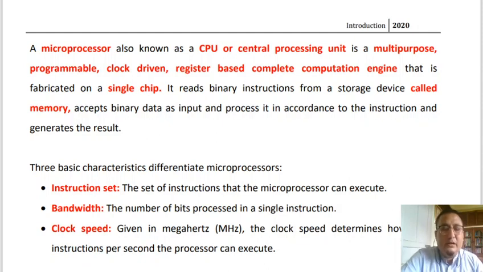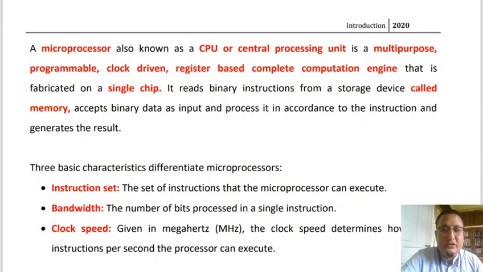So in today's class, we'll start with the fundamentals of the microprocessor. And to begin with, we'll try to understand what a microprocessor is. A microprocessor, which is also known as CPU or central processing unit, is a multi-purpose, programmable, clock-driven, register-based computational engine that is fabricated on a single chip.